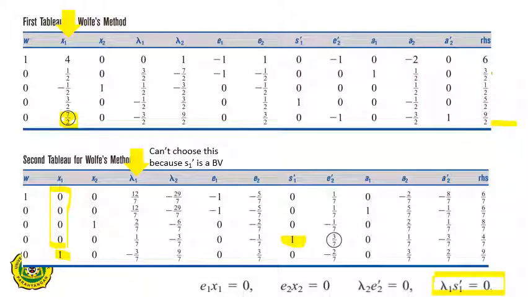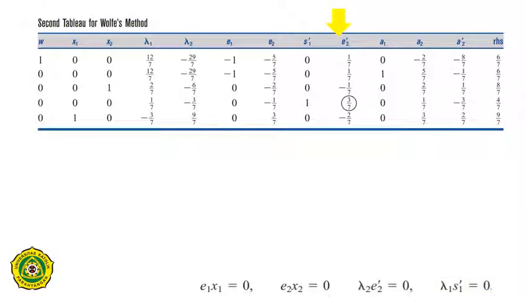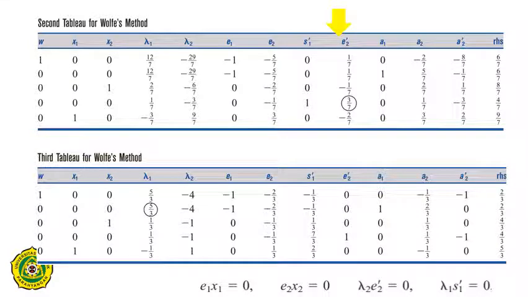So we pick the next most positive variable, and we have e2 prime. So we are going to pick e2 prime as the entering variable. Again, after we pick e2 prime as the entering variable, we perform the ratio test, and based on the ratio test, we know that this is the pivot, and that position must become 1 in the next table, and 0 for all other values in that column.